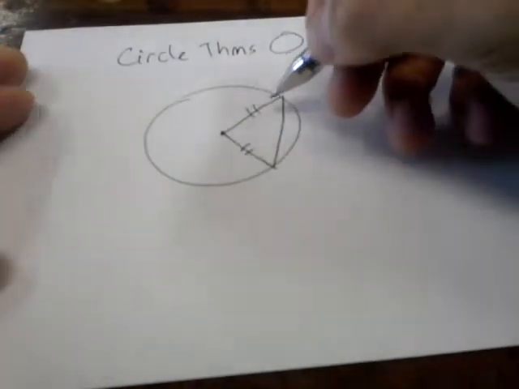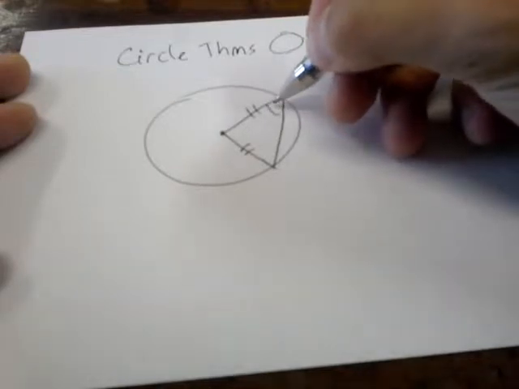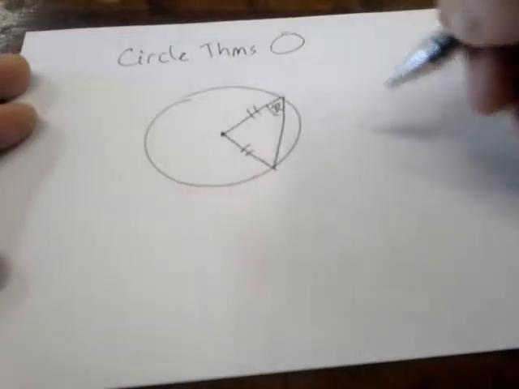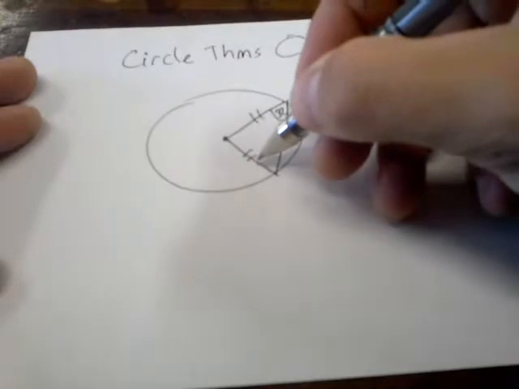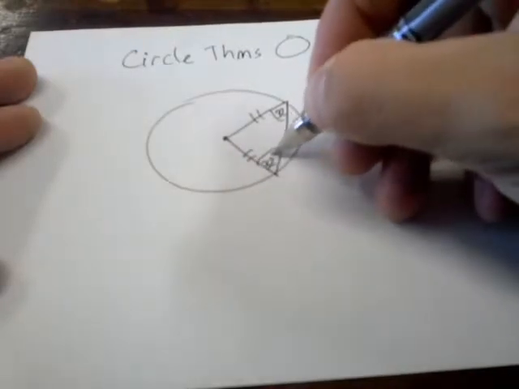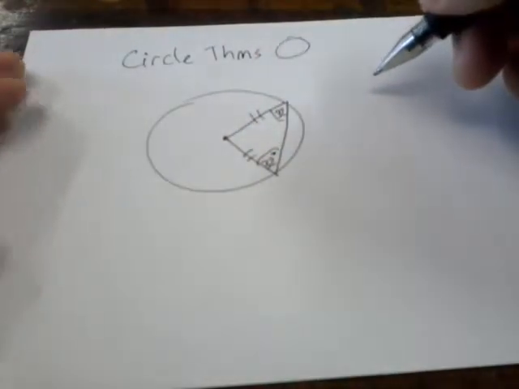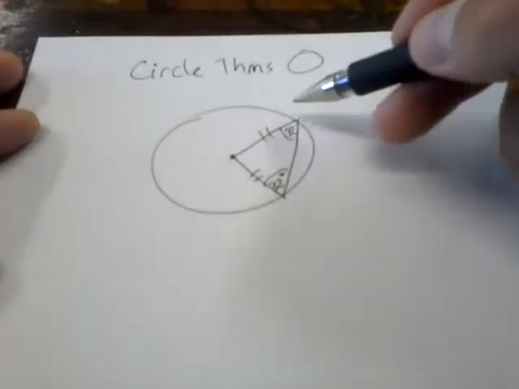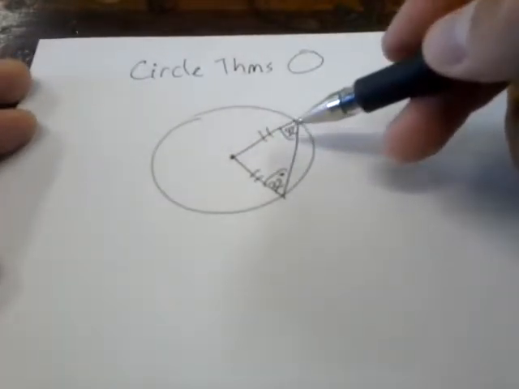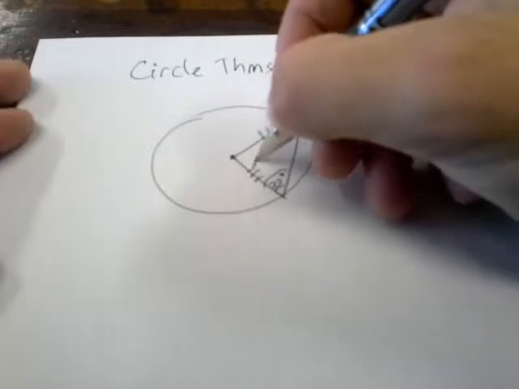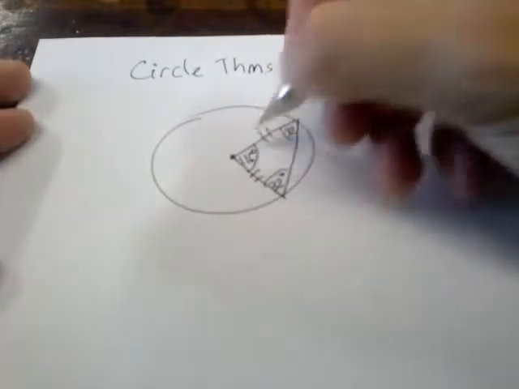So, for example, if you're told that this angle is 32 degrees, you can immediately say that that's also 32 degrees, and then by some kind of arithmetical magic, those add up to 64. So that angle there is probably 116 degrees.